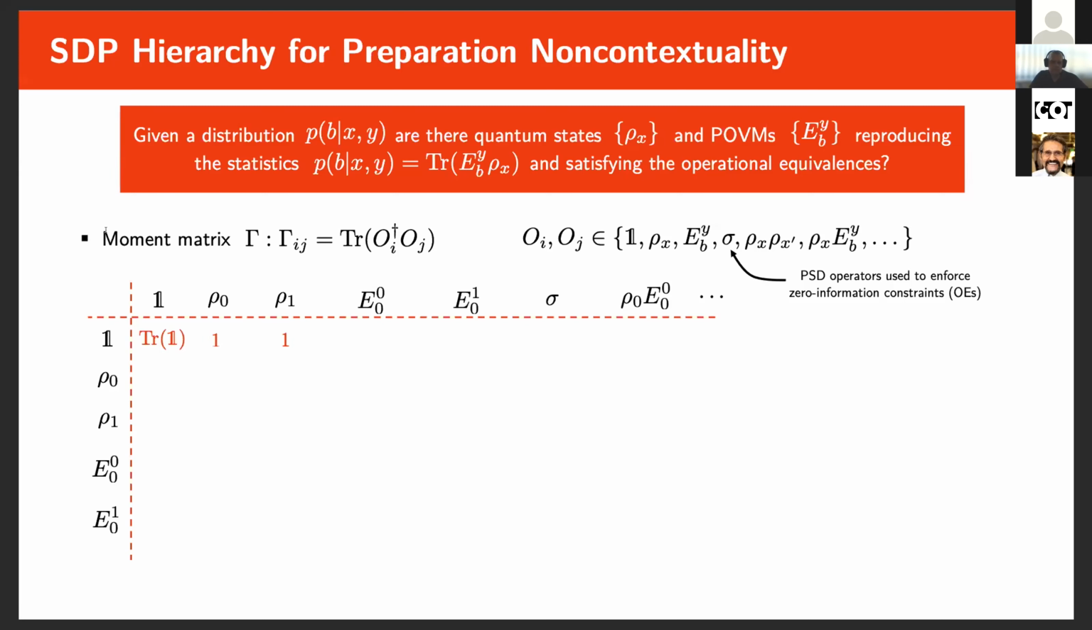So we can fix some values of our moment matrix. But other things we can't fix, right? So we don't fix, say, anything about the dimension. So we can't say what the trace of the identity is. This is an unknown within the matrix. And then we can look, what else do we know?